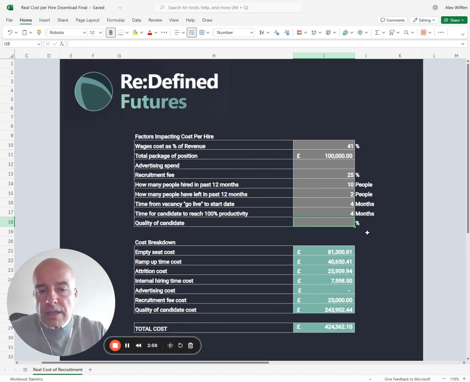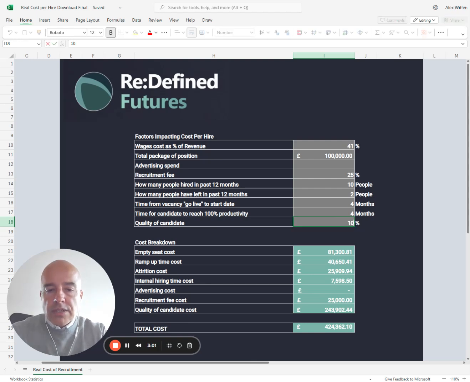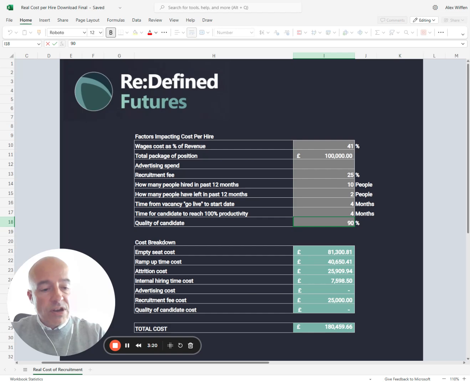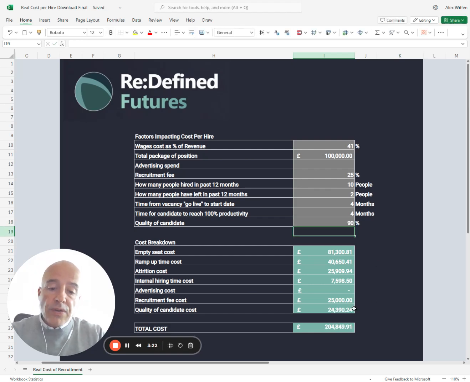And then I've got another variable in here for the quality of the candidate. So if we just put that in at 100%, that's the ideal candidate you get. But sometimes it's difficult to find the right people, you may settle for someone a little bit less. What is that costing you potentially and your business? So, say they're at 90%, that would be costing you 24,390 per year in this instance, for that person that's not quite at the level.